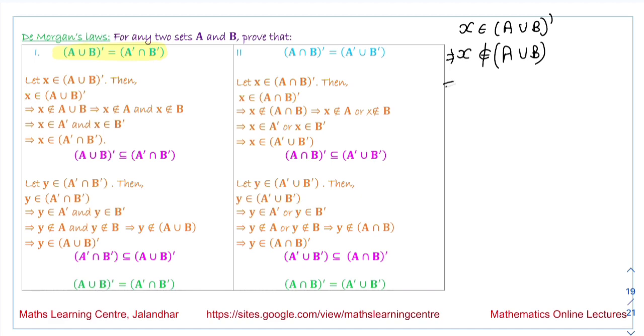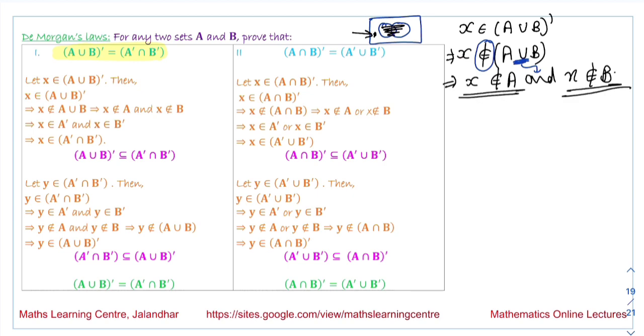Now what this means is just that X does not belong to A and X does not belong to B. We are saying it is union over here, but we are writing it as AND because it does not belong to the union. If we are talking about the universal set, with these sets A and B, and X does not belong to A union B, it means X is outside this portion. It means neither X belongs to A nor X belongs to B. So we have X does not belong to A and X does not belong to B.